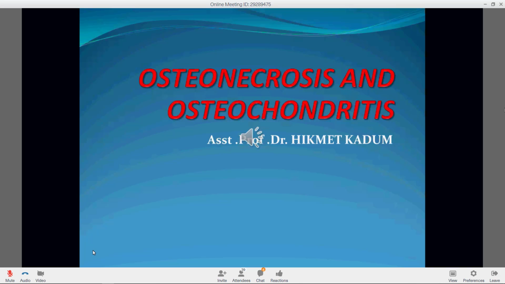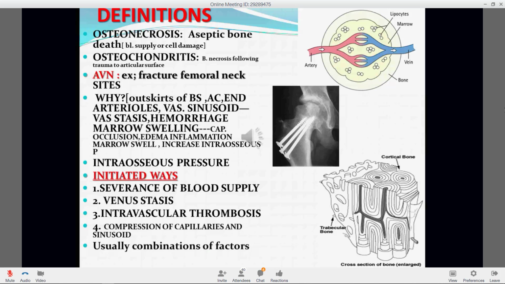Osteonecrosis and osteochondritis. Osteonecrosis is aseptic bone death due to severance of the blood supply or cell damage. Osteochondritis is bone necrosis following trauma to the articular surface. The best example of avascular necrosis is a fractured femoral neck, causing a large segment of the femoral head to become necrotic.